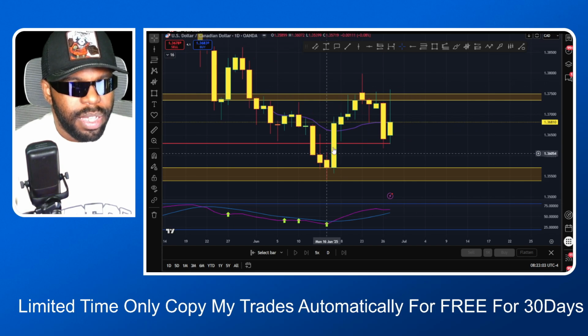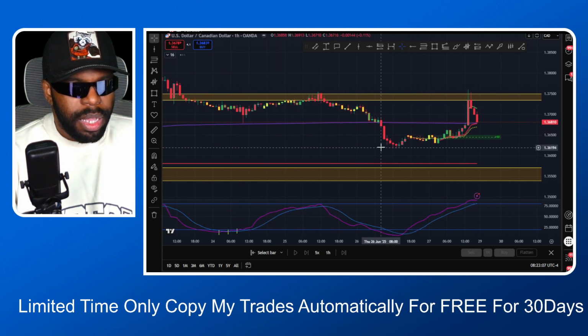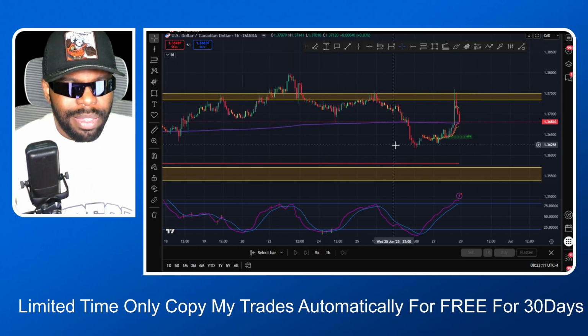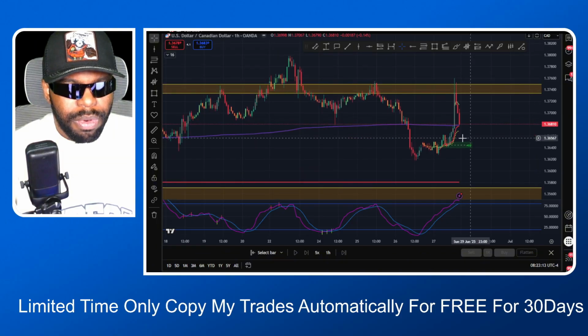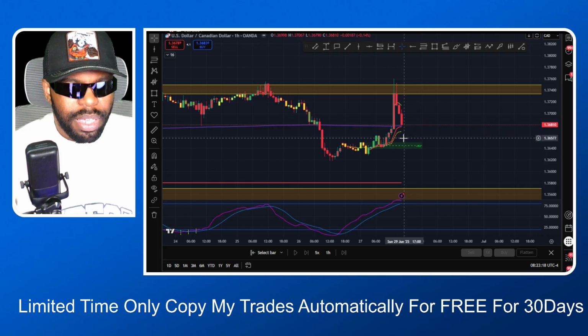Okay, so once I see that, what I'm going to do is go to the 1 hour, and I'm going to look for some previous U.S. session highs and lows. Okay, in this case, I want to look for some zones here. So in this case, this is Friday.